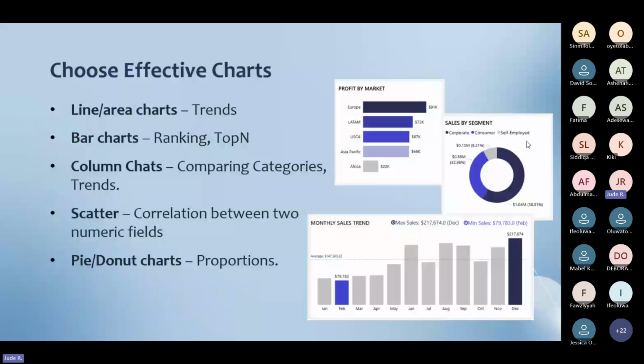You can put your legend on the right side at the top, or even at the bottom, just somewhere that the user will be able to read. Or you can even remove the legend altogether and put that field, in this case segment, inside the data label. So you say corporate 58%, consumer 32%, self-employed 8%, something like that, and remove the legend altogether based on your user's preference. But make sure that your charts are easy to read, easy to understand.